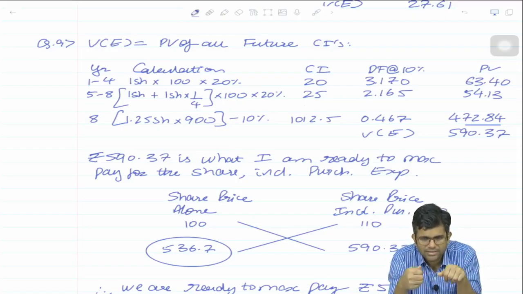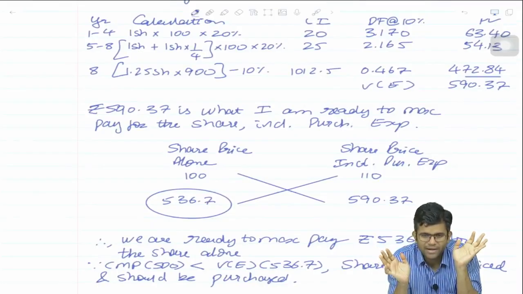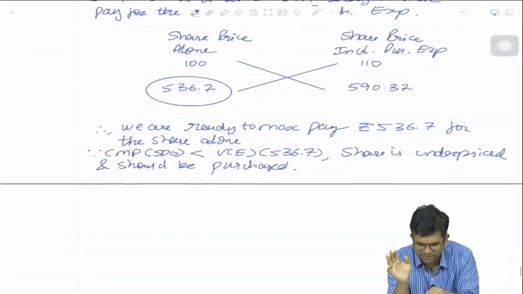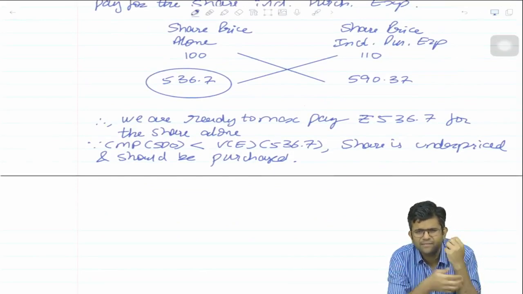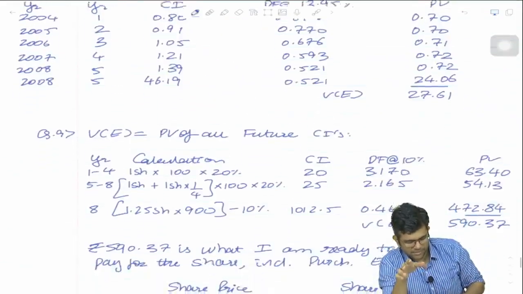Other way of doing it is, including purchase expense I am ready to pay 590, excluding purchase expense for the share alone I am ready to pay 536. Share alone is having a price of 500. Okay, I'll buy. Everyone clear? Either ways you will get the right answer. Right answer means right decision. Done? Okay, start copying then. Question number 9.